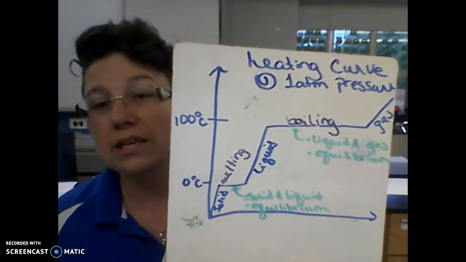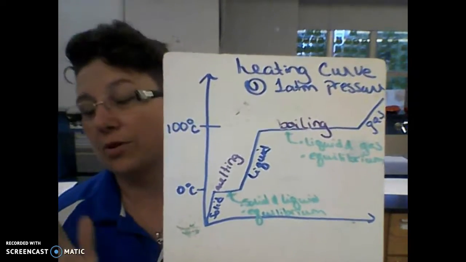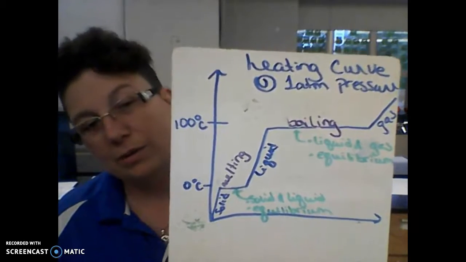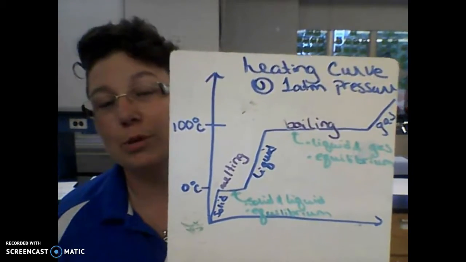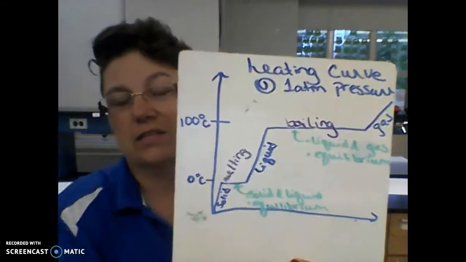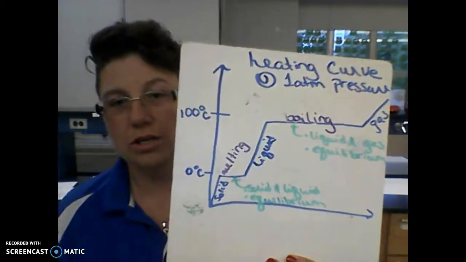Remember, that's where the liquid and the gas are at equilibrium. It's both a liquid and a gas. If you remember last year when we boiled the water, it took forever, but you could see the gas, and then the last phase is all of the gas. So this is your heating curve.